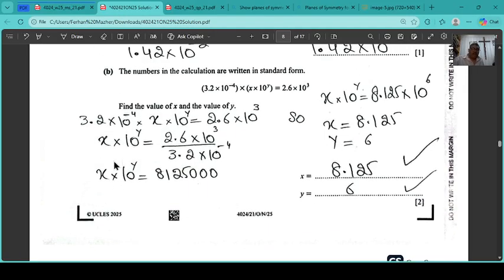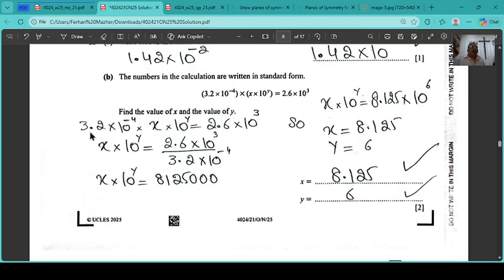So here we have 3.2 expo minus 4 multiplied by x expo y equals 2.6 expo 3. I will take this number to the other side. So you will have x expo y equals 2.6 expo 3 divided by 3.2 expo minus 4. You just enter this in your calculator. You will get 8125000.